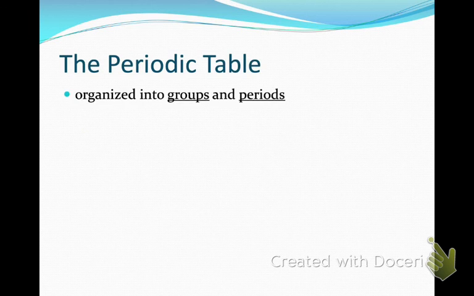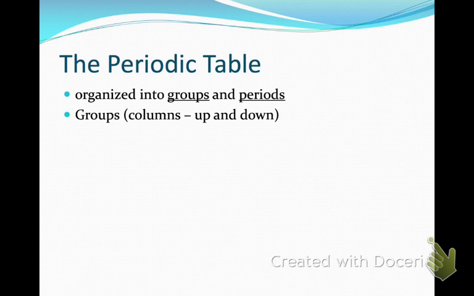All right, so let's look at the periodic table itself. The periodic table is organized into two parts called groups and periods. Groups are the columns on the periodic table. They go up and down. And that is most of the time how we refer to the periodic table. I will tell you to look at group 6 or group 2, and you need to know that groups go up and down on the periodic table.